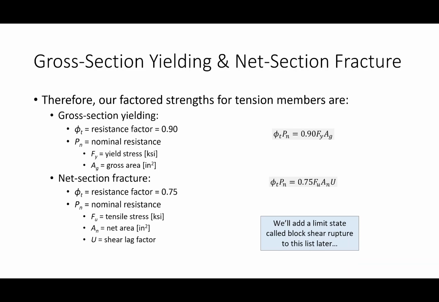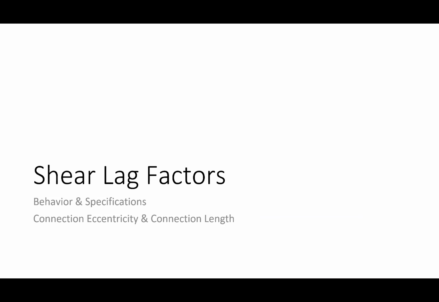This U thing, whatever this is. And by the way, these are two limit states. We're going to add a nifty one later called block shear rupture. That'll be a little later, but we're going to add that one as a third one on our list. So what is shear lag? I'm going to talk a little bit about what shear lag is and how we handle it.